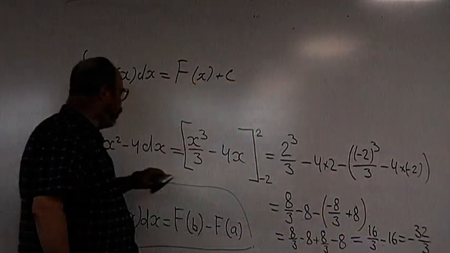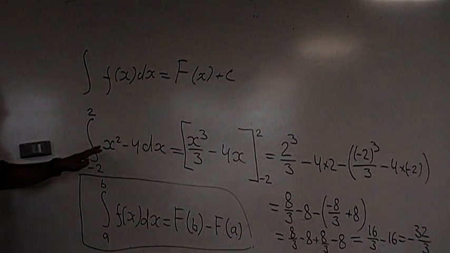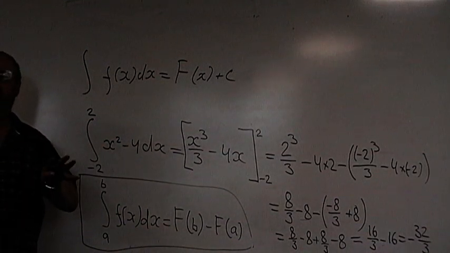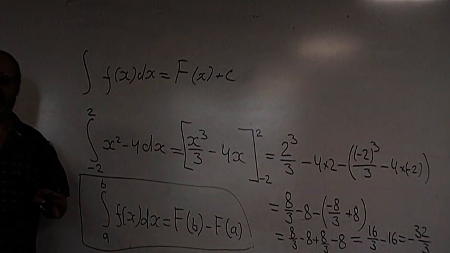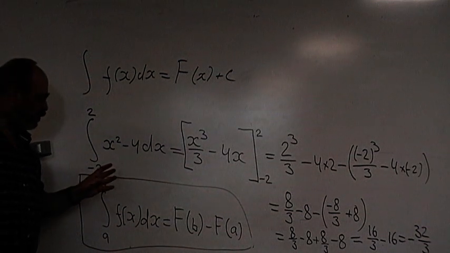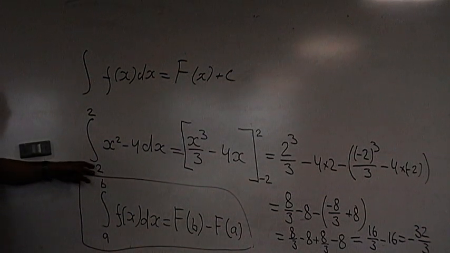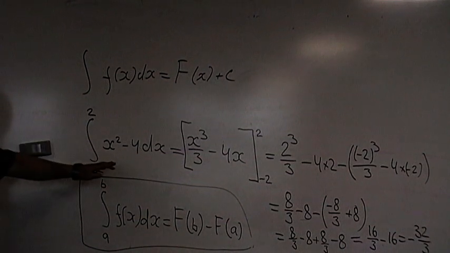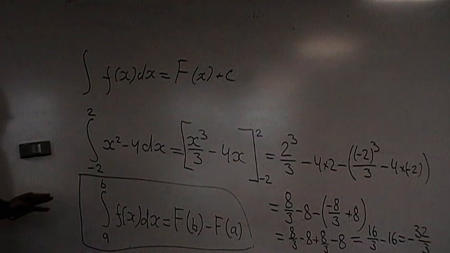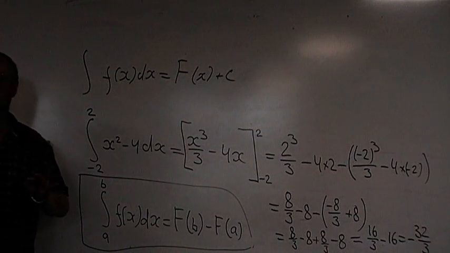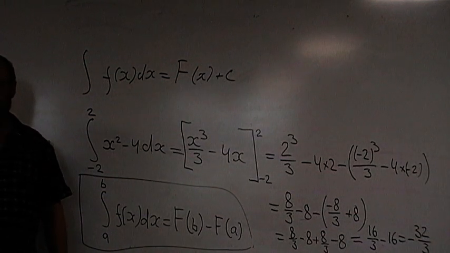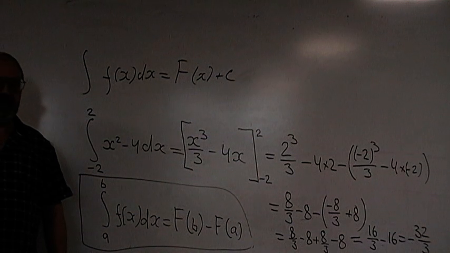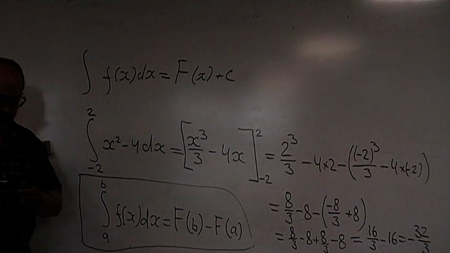So when we are calculating the definite integral, the answer will be a number. No, it can be in terms of a parameter, if we have, let's say, a or something like that. But generally speaking, if the lower limit and upper limit are numbers, the definite integral will give us a number. Make sense?